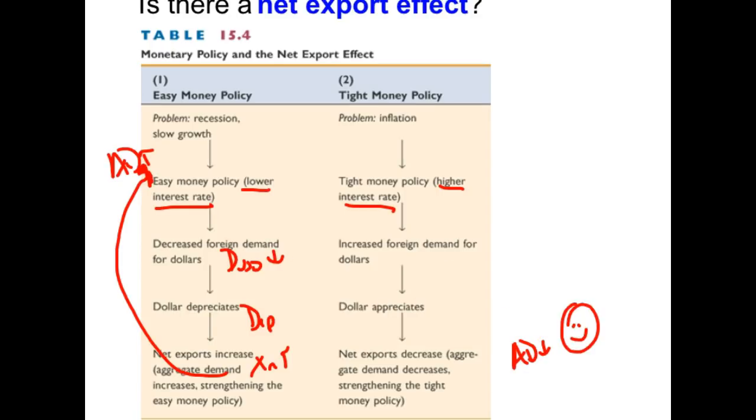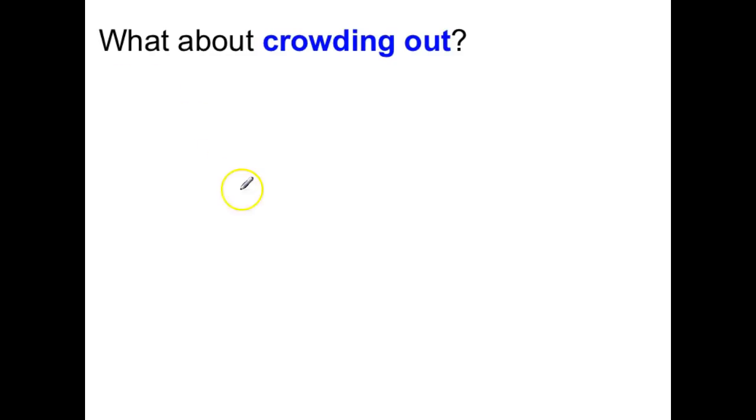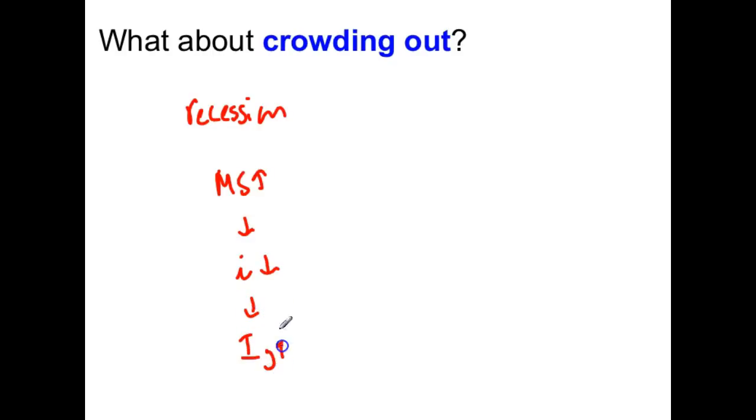What about crowding out? Well, you can work your way through those flowcharts as well, but let's just do one of them together. Let's say that we are in a recession, and instead of using an expansionary fiscal policy, which would drive up interest rates and reduce investment spending, the easy money policy, which would be to increase the money supply, will cause interest rates to fall, which will cause investment to rise, which causes aggregate demand to rise, and that is the impact that we wanted.